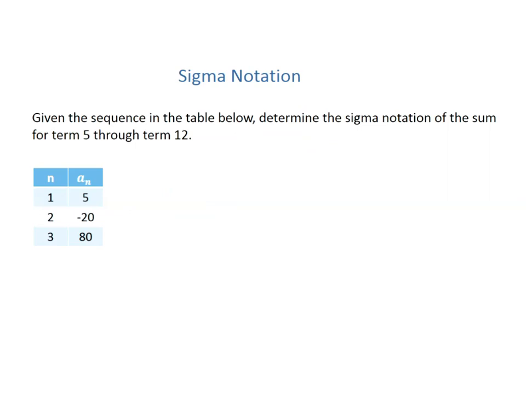All right, one more. For this one, we're given a sequence in a table, and we have to determine the sigma notation of the sum for term 5 through term 12. So we just have to write the sigma notation here. In order to write the sigma notation, remember, we have sigma from n equals whatever number they give us to start and end. And then we have the first term times the common ratio, and it's always raised to the n minus 1 power, because that's the number of times I would have to multiply by r. It's going to be one less than the number of terms.